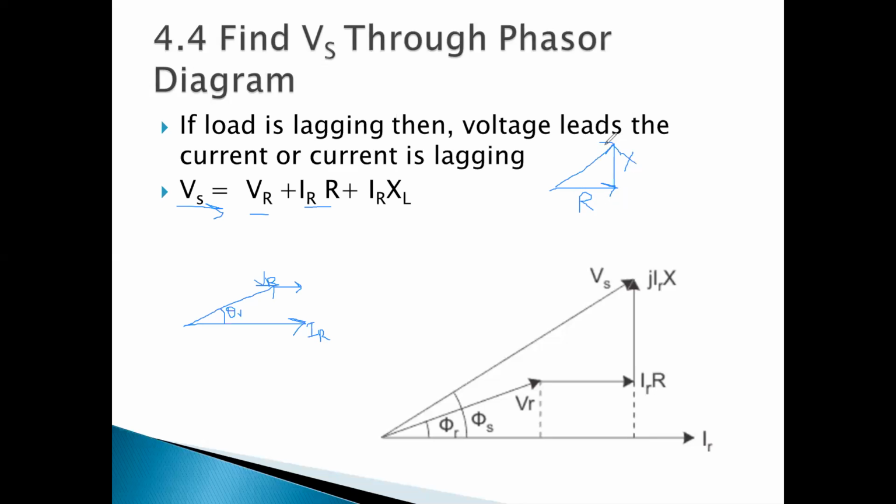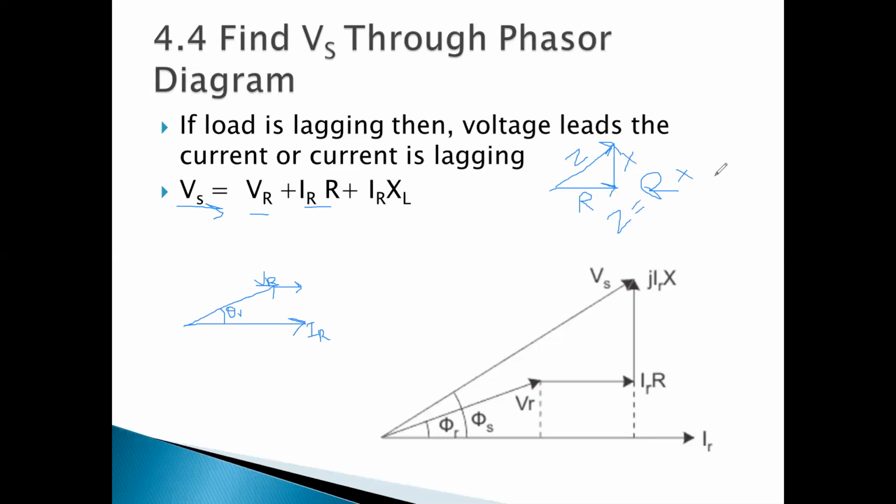Here we are going to get impedance. That's why we say that impedance is equal to R plus jX. This happens in case of inductors. But in the case of a capacitor, if the load is capacitive, then I will tell you what happens.